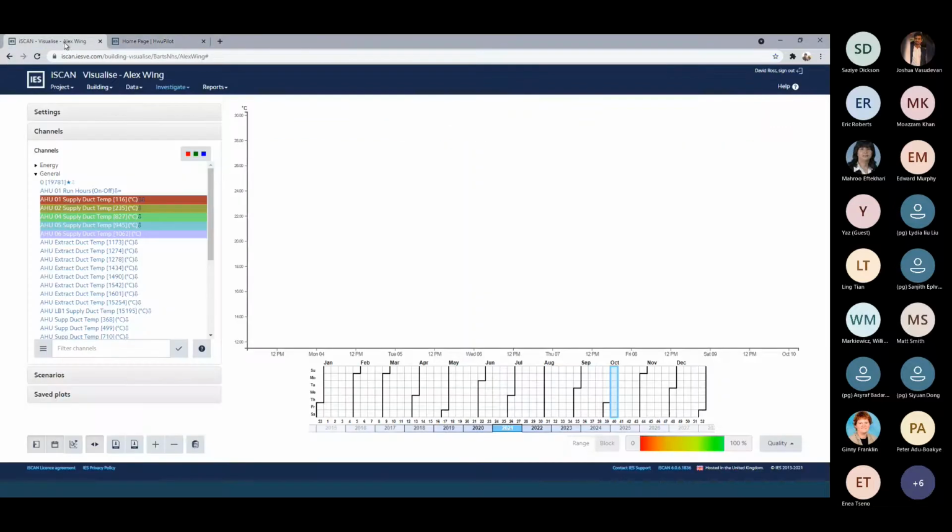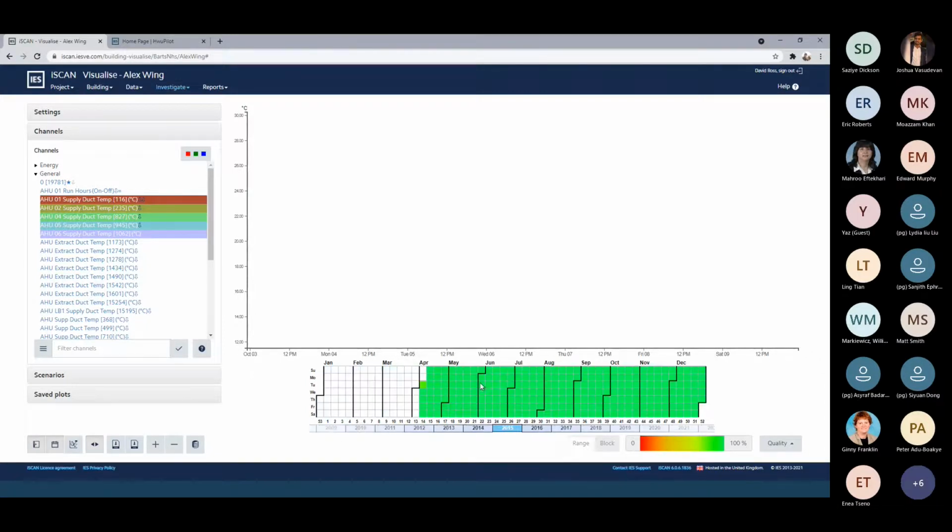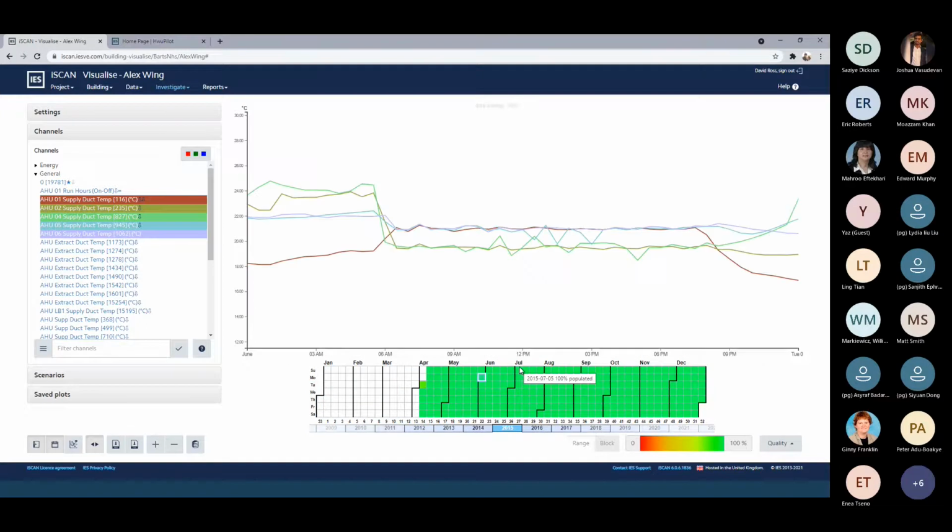So the final tool, one of the final tools that our digital twin tools will have, is this thing called iScan. This is our cloud-based data analytics platform. What it allows you to do is collate any time series data. It could be coming from the real building, or it could be simulated data. It could be historic data that you have within a CSV file or different formats, and you can bring all your time series data into this platform.